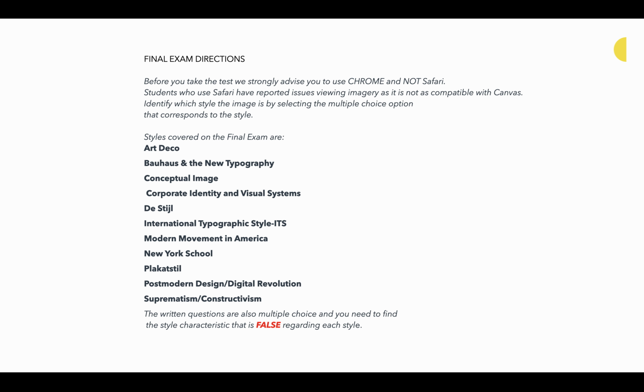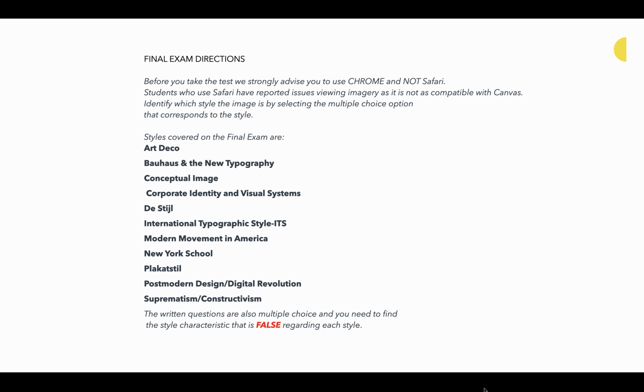In alphabetical order, the styles that are covered on our final exam are Art Deco, Bauhaus, and the new typography, which will be one item on the test, conceptual image, corporate identity and visual systems, the international typographic style, modern movement in America, New York School, Plakatstil, and postmodern design and the digital revolution, which is one item on the test. You don't have to split the hairs between those two.